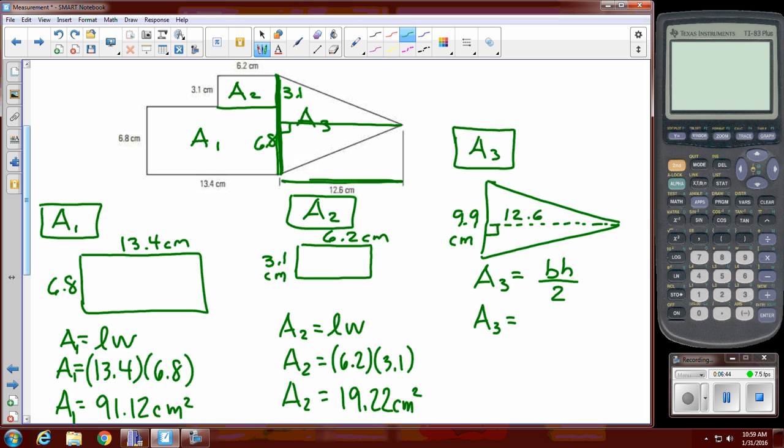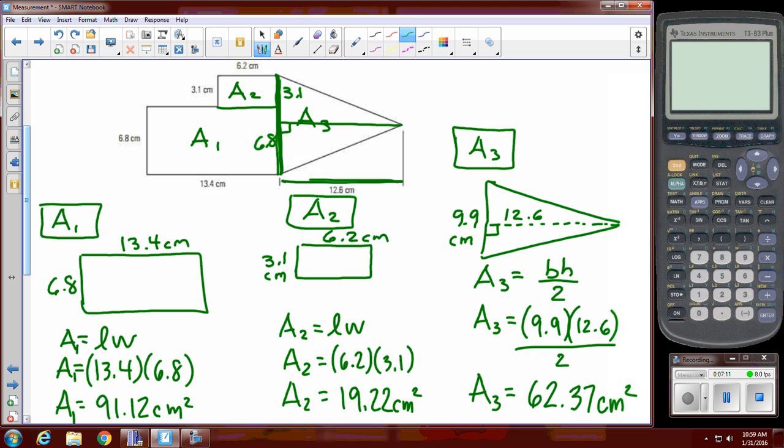So area 3, the base we said is 9.9 by combining those two lengths. The height, that 90-degree angle with the base, is 12.6, and then we divide by 2. And if we multiply 9.9 and 12.6 and divide by 2, we get an area for this triangle of 62.37 square centimeters. So all we found is the 3 different regions or the 3 different shapes that this composite shape is made up of.